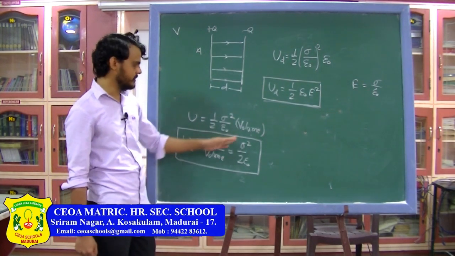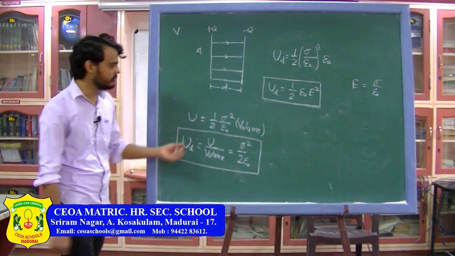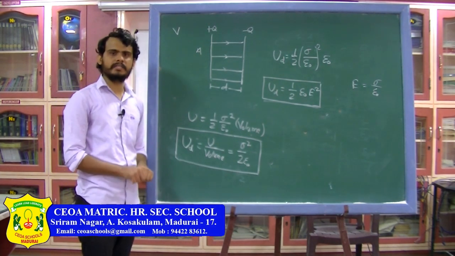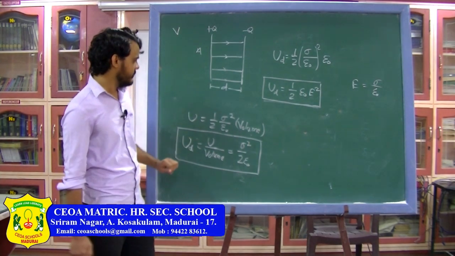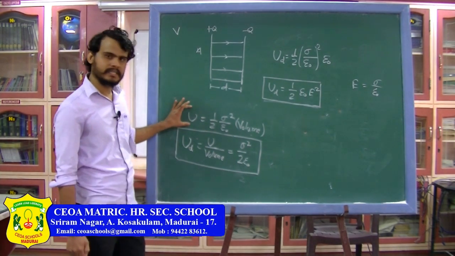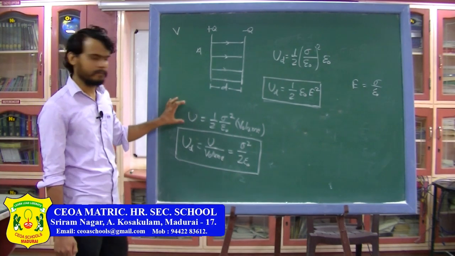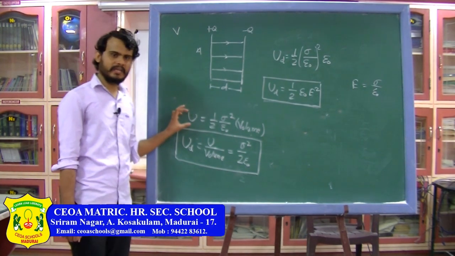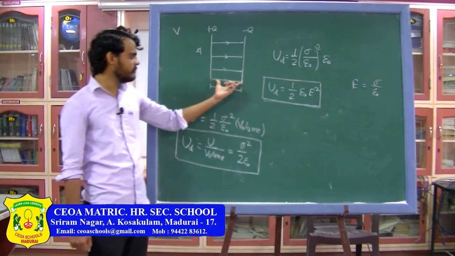In this chapter only the formulas are important. If you understand the formulas, then you can do the maximum number of problems using just the formulas. Now here the question comes, this is the energy, but in which form is this energy stored? Kinetic energy or potential energy? Here this is the potential energy of the capacitor, and this energy is stored in the form of electric field.